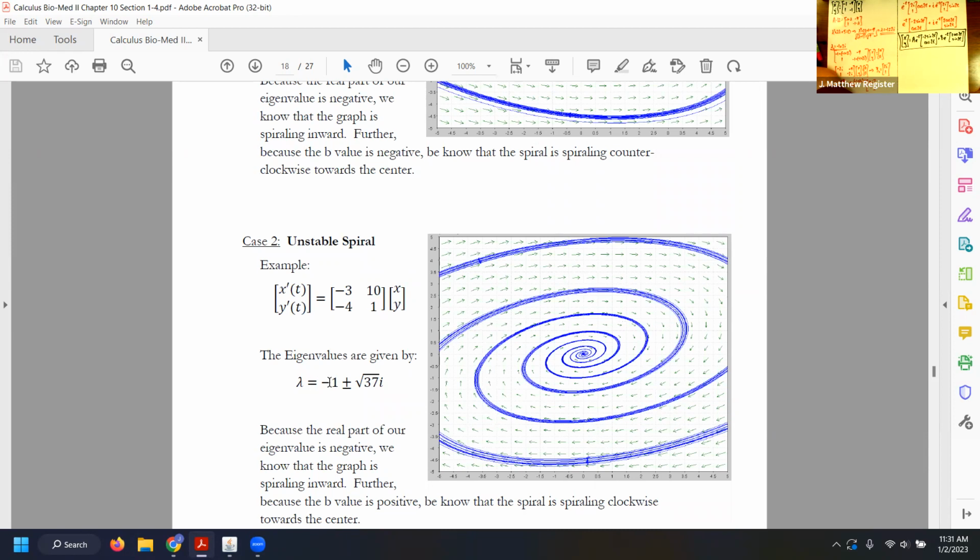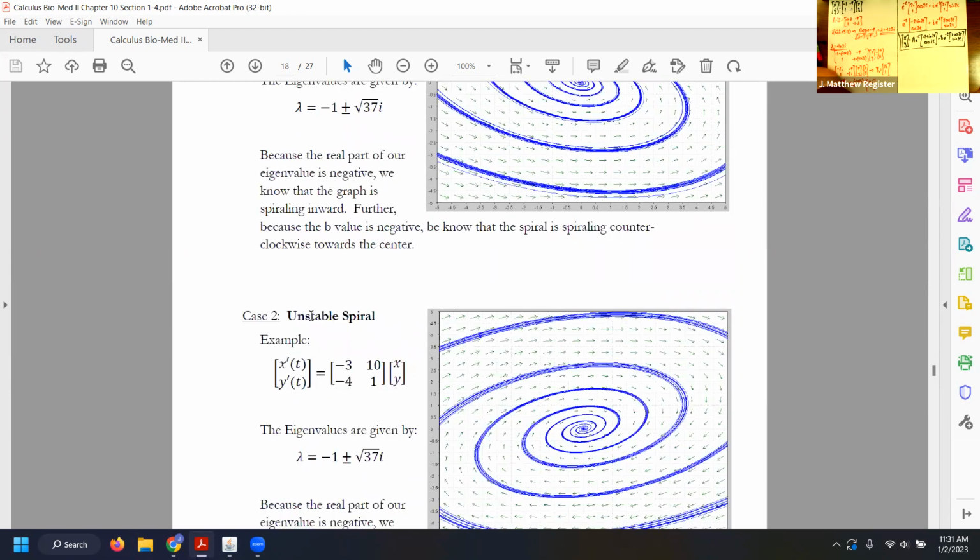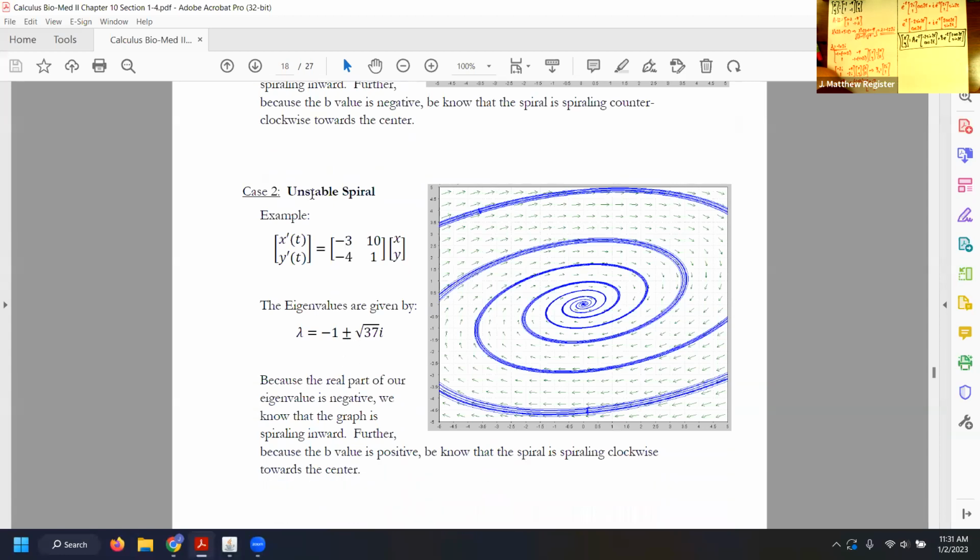The eigenvalue still has a negative component, so it is still going to be, this should be saying stable. Yeah, gotta love it when there's a typo in the notes. This is a stable spiral because we have the negative value there. And so that tells us we are having a stable spiral, which is spiraling clockwise.